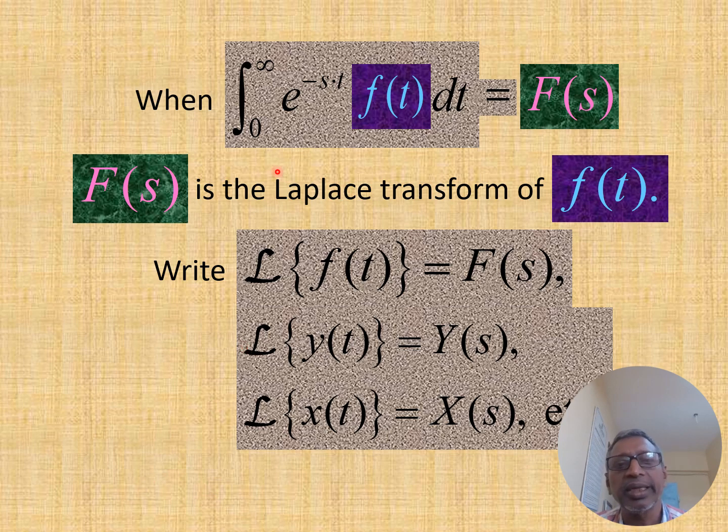So here, the integral from 0 to infinity of e^(-st) f(t) dt is equal to F(s), and therefore f(t) is the function and e^(-st) is the kernel here. The kernel is acting on f(t) and giving the output F(s), which is called the Laplace transform. So we say F(s) is the Laplace transform of f(t).